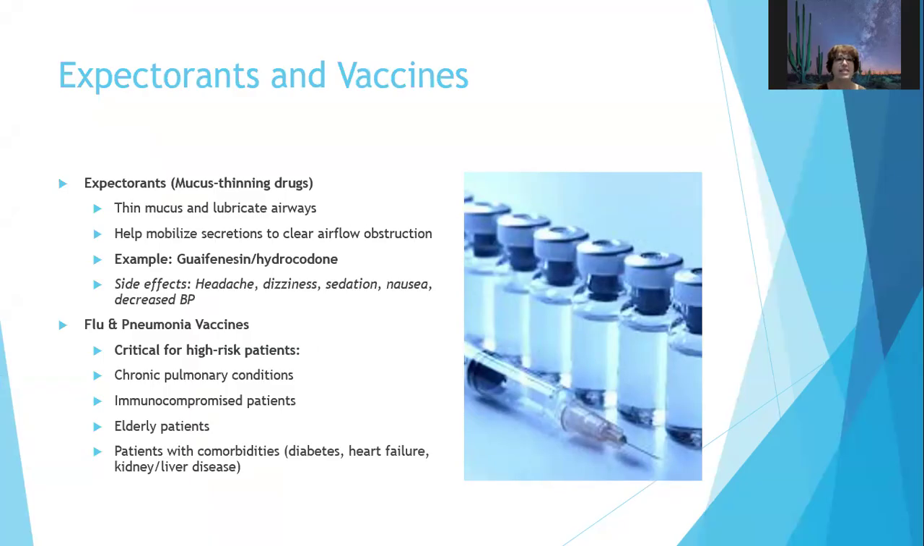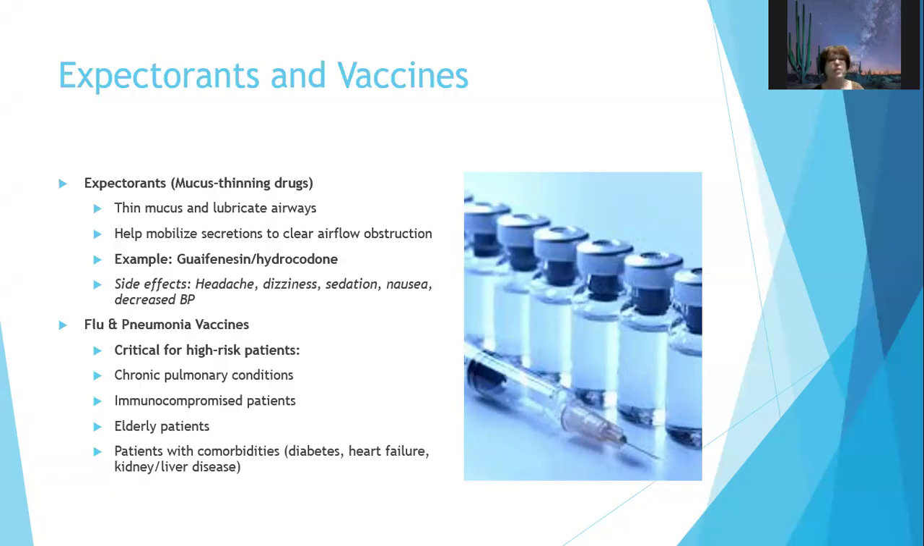So expectorants and vaccines. Expectorants are mucus thinning drugs. They thin mucus and lubricate airways. And so it helps get the secretions out of there and clear airflow obstruction. So guaifenesin is a common over-the-counter one, but they have prescription forms of it. Different side effects, but usually expectorants can be really helpful for clearing the lungs.